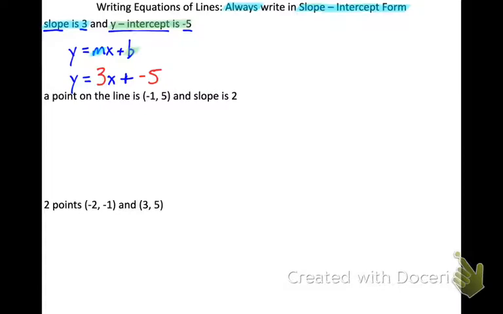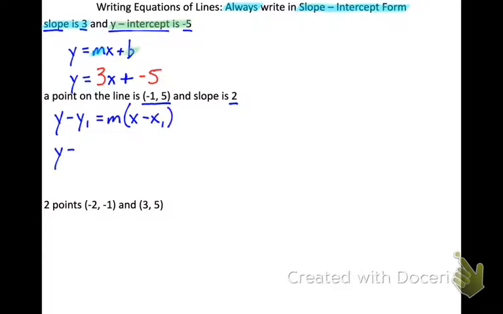The next one, I'm given a point. So this is a point on the line and the slope. And so whenever I have something like that, I want to use my point-slope form. Kind of why it's called point-slope. So that's y minus y1 is equal to m parentheses x minus x1. And then I can go ahead and plug in.